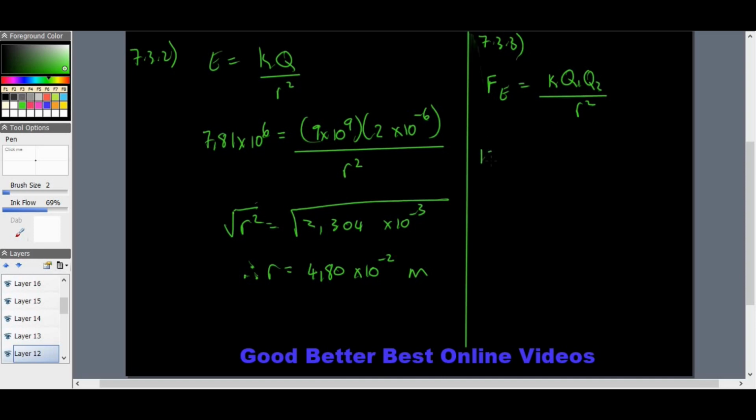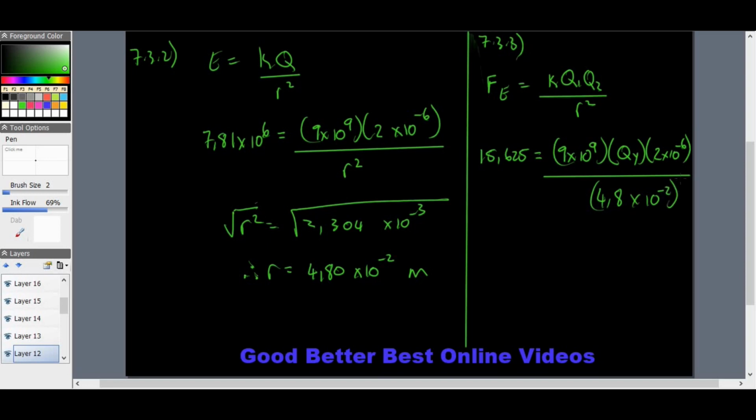We've got the net force, which is 15,625, which we calculated earlier, equal to 9 times 10 to the 9 times QY, I'm just going to leave that as QY, multiplied by QX, which is 2 times 10 to the negative 6. Was it microcoulombs, or just coulombs? Then we divide that by 4,8 times 10 to the negative 2, all squared. If we rearrange this formula, it's this squared times that, all divided by 9 times 10 to the 9 times 2 times 10 to the negative 6. Therefore the charge on sphere Y is going to be 2 times 10 to the negative 6 coulombs as well.